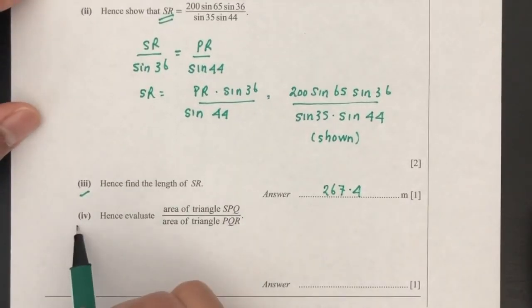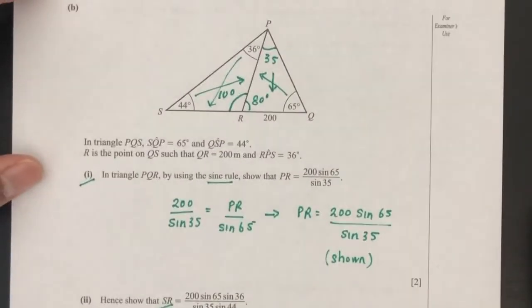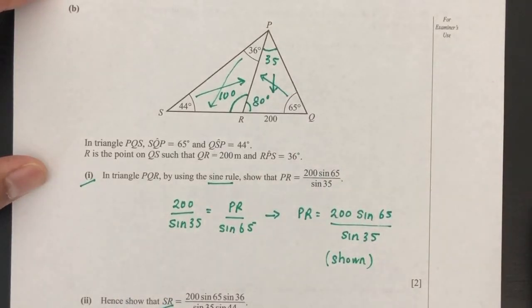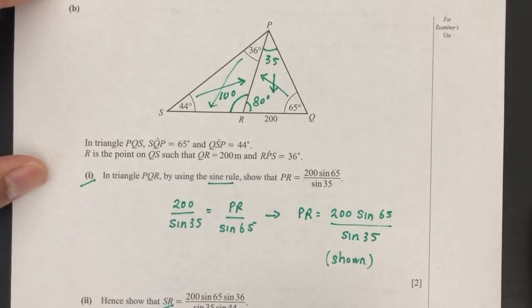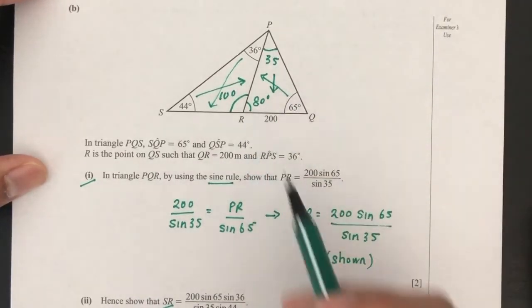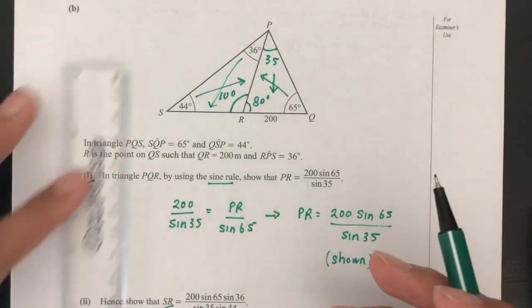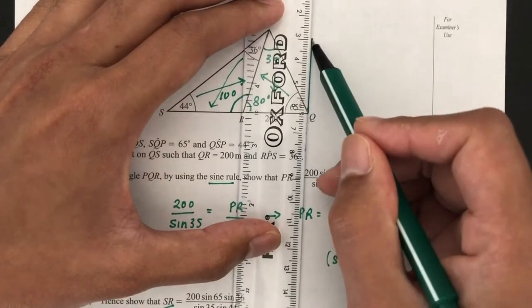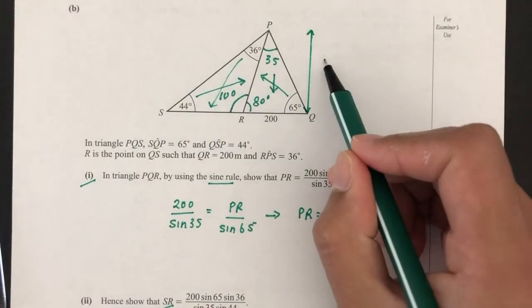Now part 4 here, hence evaluate the area of SPQ, area of PQR. So where is SPQ? SPQ is the big one, as you can see. It's the big triangle. And PQR is a small one. So how would you find area of the triangle? Usually you will do half times base times the perpendicular height. Well, this will be the perpendicular height. Right. Let's call this one H.